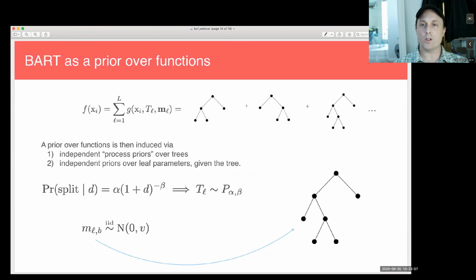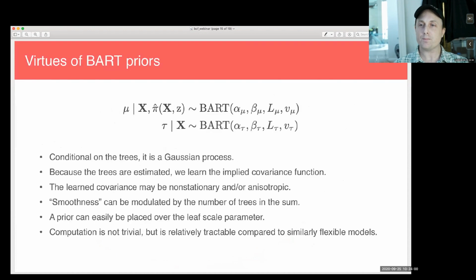So what are the virtues of the BART prior, if you think about this as a prior? First of all, conditional on the trees, it's actually a Gaussian process, because the covariance between any two observations is going to be a function of how often they're in the same leaf nodes. So conditional on the trees, this is a nice, easy process to study. Integrating over the unknown parameters, it's a Gaussian process. What we're doing when we learn the trees, though, is that because we're estimating them, we're learning a covariance function, which is really nice. The learned covariance can be non-stationary and anisotropic, and so it's much more flexible than, say, a squared exponential covariance function.